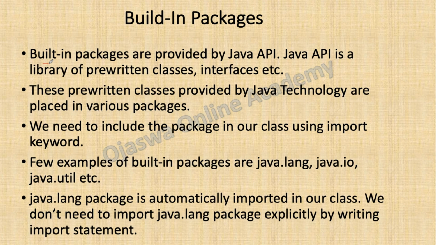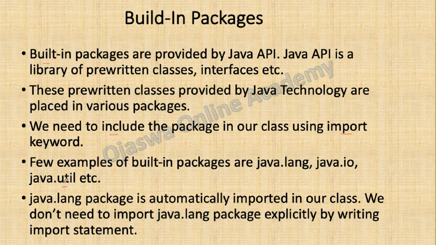Java API is a library of pre-written classes and interfaces. These classes are placed inside various packages. A programmer can include these packages in the application and use the readily available classes or interfaces. We need to include the package in our class using the import keyword. A few examples of built-in packages are java.lang, java.io and java.util.